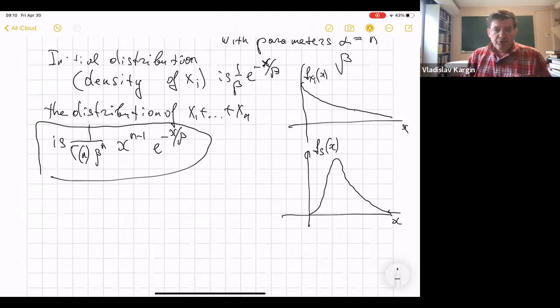It is possible to generalize this, but I will skip it. Maybe I'll just state it. So, example 3.